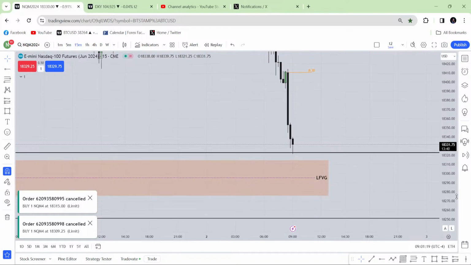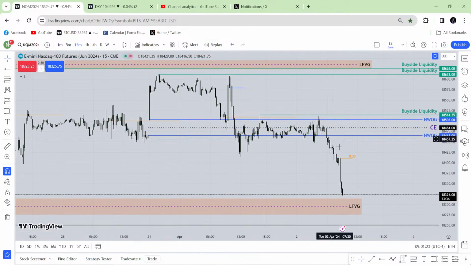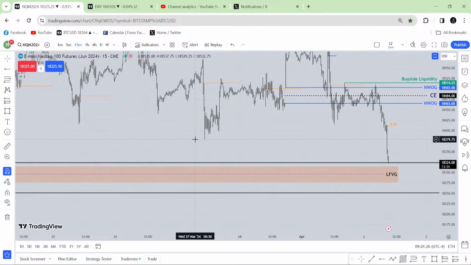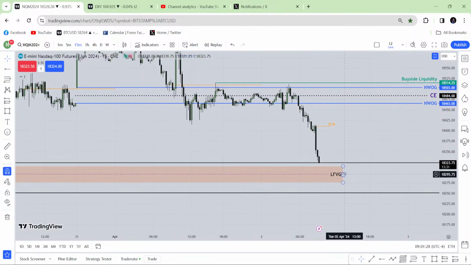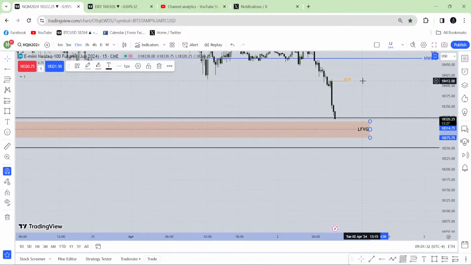So let's come here. Market is extremely bearish. It is just falling, falling, and falling. So I just removed that entry fair value gap over here. This is my last fair value gap. I believe that market will come here, to that last fair value gap, then maybe it will go up.